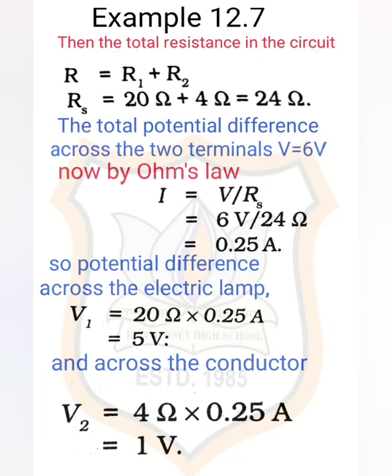we get potential difference across the electric lamp. V1 is equal to 20 ohms into 0.25 ampere. V is equal to Ri, where current will be same throughout in the circuit, and hence V1 is equal to 5 volt. And across the conductor, that is V2, again V is equal to Ri. So it will be equal to 4 ohms for conductor into 0.25 ampere, the same current, and answer is 1 volt. V2 is 1 volt.